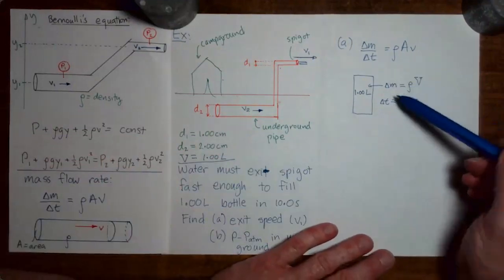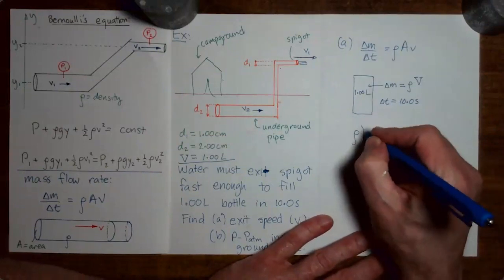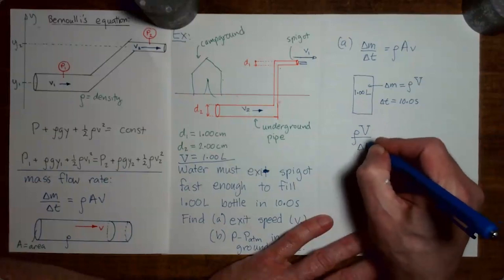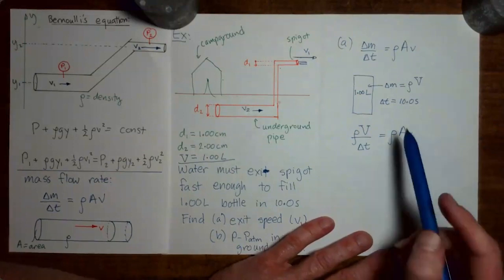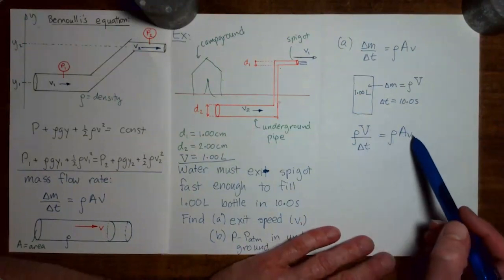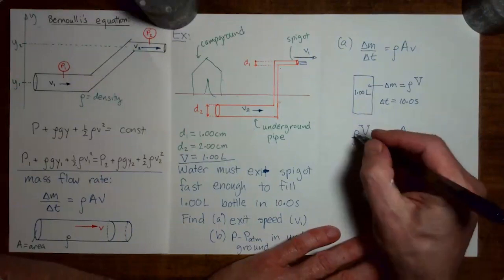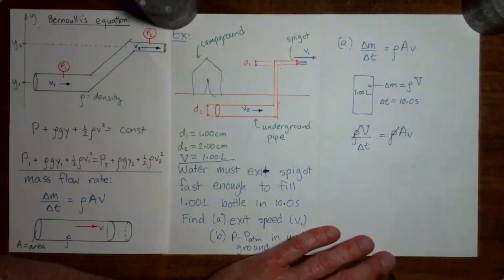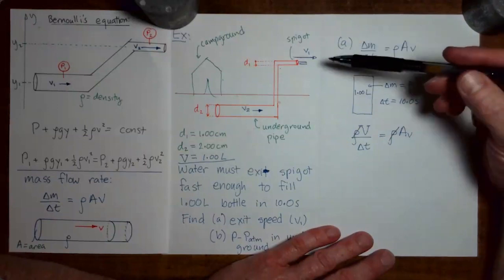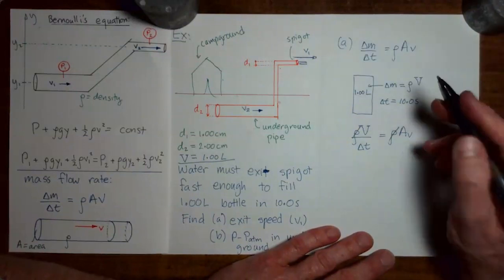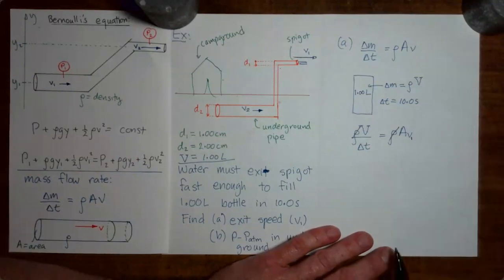So let's take this expression for the mass and put it into here. We then have density times volume over delta T equals density times area times flow speed. Notice capital V for volume, lowercase v for flow speed. We can cancel the densities between the two sides. Now, notice that the flow speed we're talking about is the flow speed at the spigot. In other words, I'm talking here about flow speed V1. So I'll put the 1 subscript there.